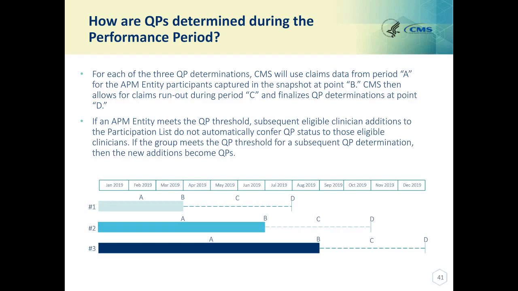One of the pieces that we want to make sure that folks are aware of is that while we have these snapshots and we try to communicate as quickly as we can, there is a claims run-out period after each of the snapshots. So for this first snapshot between points A and B, point B is March 31st, where the first snapshot is, but there is a 3-month lag for claims run-out. So then we end up posting QP determination at point D. And that's true for snapshot 1, snapshot 2, and snapshot 3. Next slide.